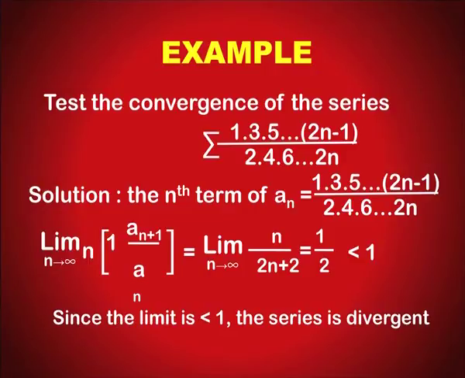Then the limit as n tends to infinity of n multiplied by (a_n upon a_(n+1) minus 1) is equal to the limit as n tends to infinity of n upon (2n plus 2), that is equal to 1 upon 2, which is less than 1. Since the limit exists and it is less than 1, the series is divergent.